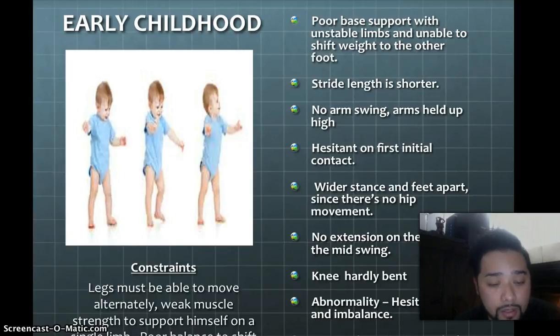Their constraints are their legs are very weak. They can't alternately move them, and they have poor support of their limbs and very poor balance to shift their weight.